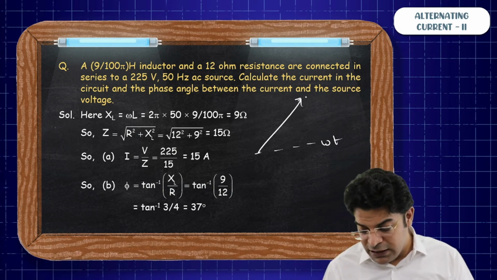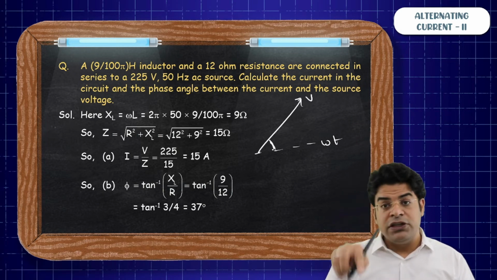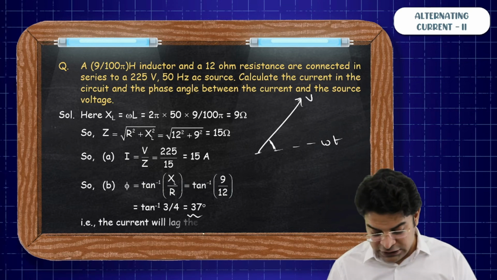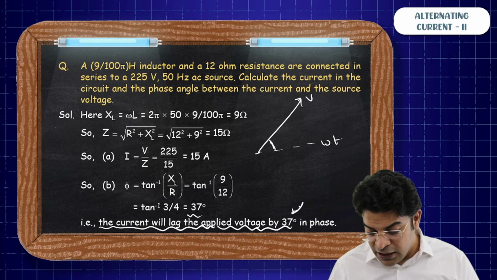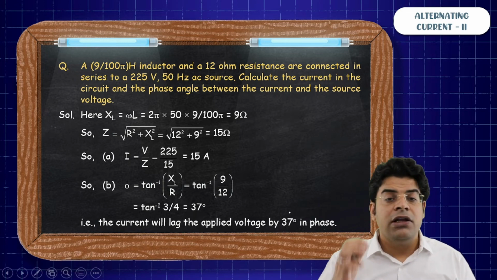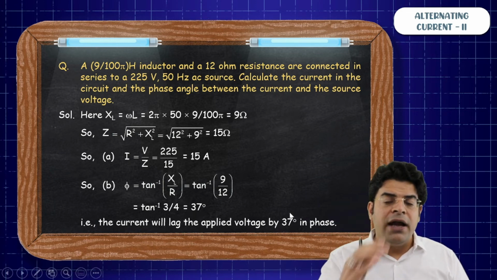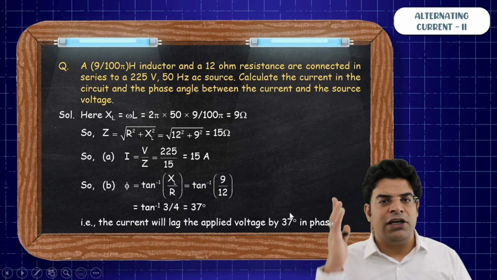So you will say that the phase of potential leads the phase of current by an angle of 37 degree. So the current will lag the applied voltage by an angle of 37 degree, or the potential will lead ahead of the current by an angle of 37 degree.